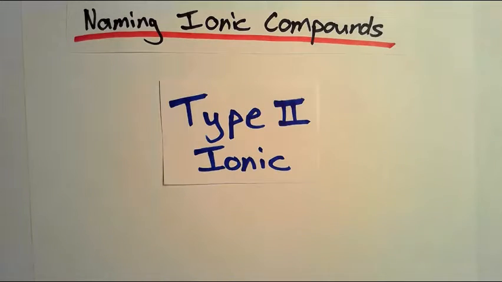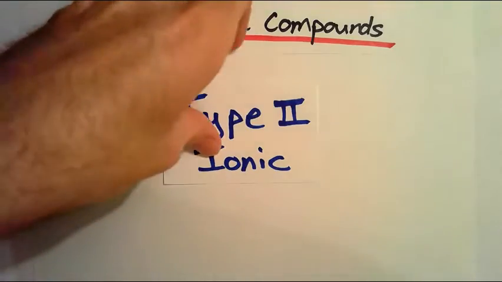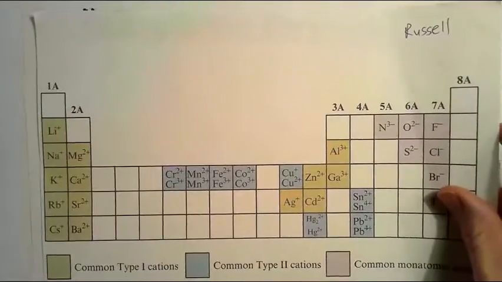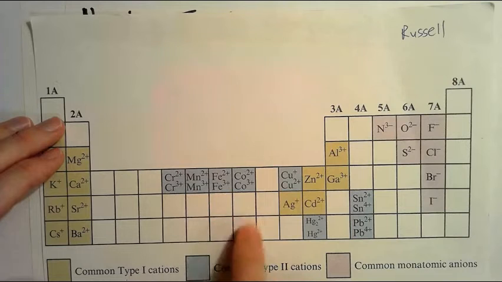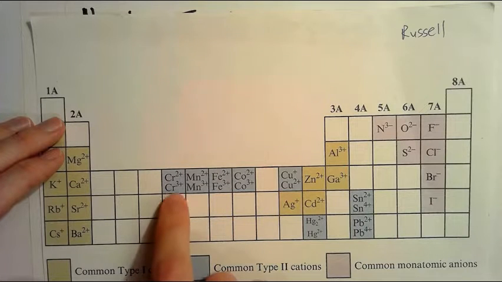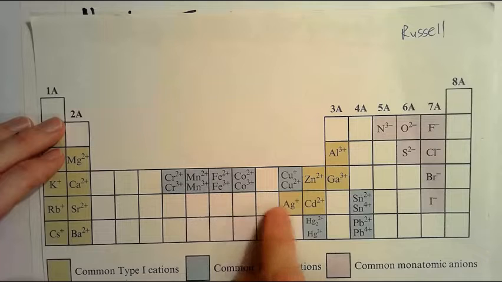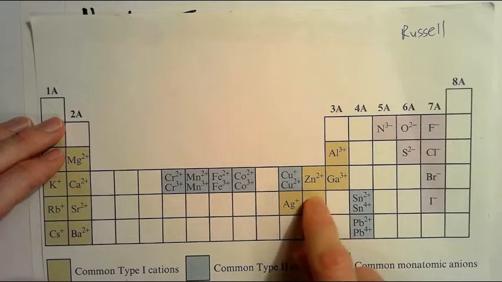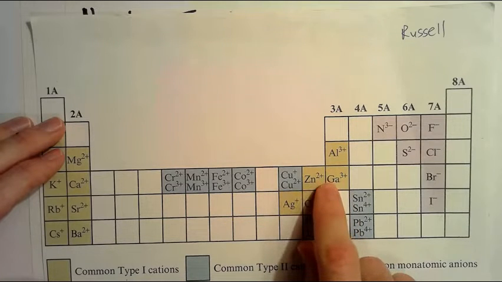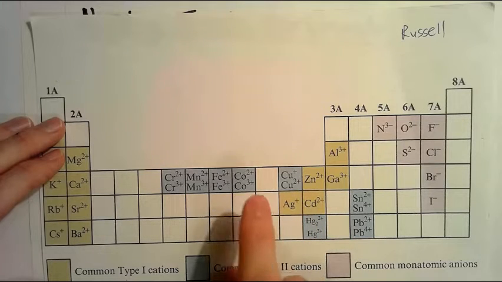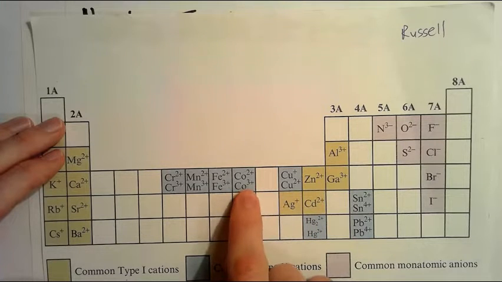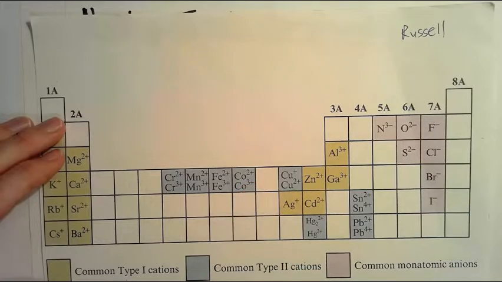When I run into these type 2 ionic compounds, I'm looking for mostly the ones that are the transition metals. Those are the ones that are here, highlighted in blue. They have more than one oxidation state. Some transition metals do have only one oxidation state, and that's why this reference sheet is great to keep in mind which oxidation state is available.